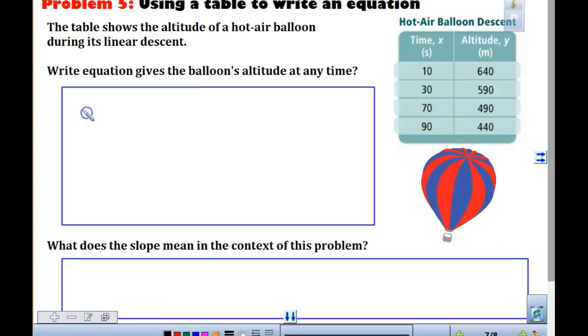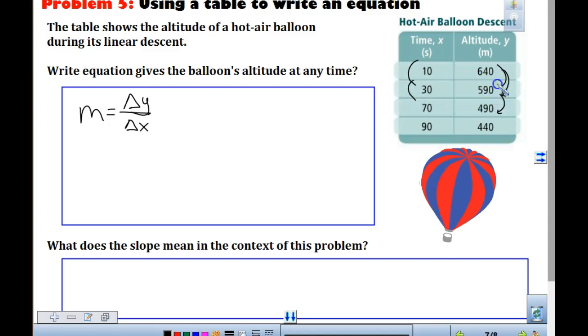Okay? Yes. Now, if we are looking at this, right, we're looking at the change in y, right? So the change in y divided by the change in x. Well, this first change in x looks to be 20, right? From 10 to 30. From 30 to 70, it's actually 40, right? And then this is another 20. So you got to choose which two points do you want to use.